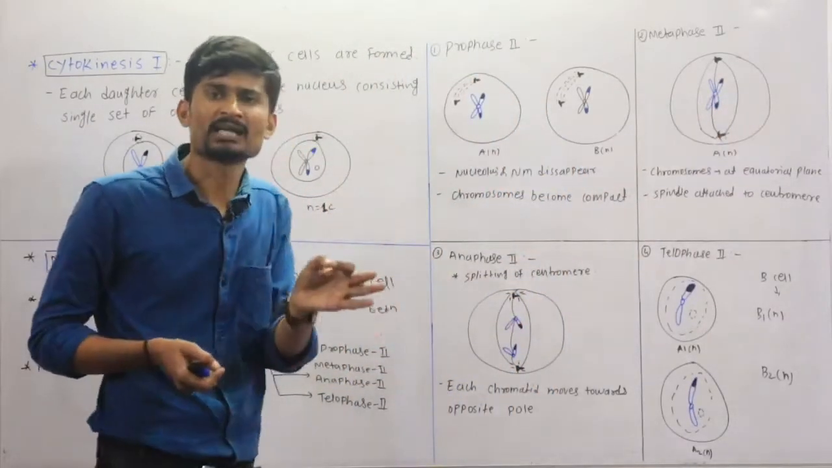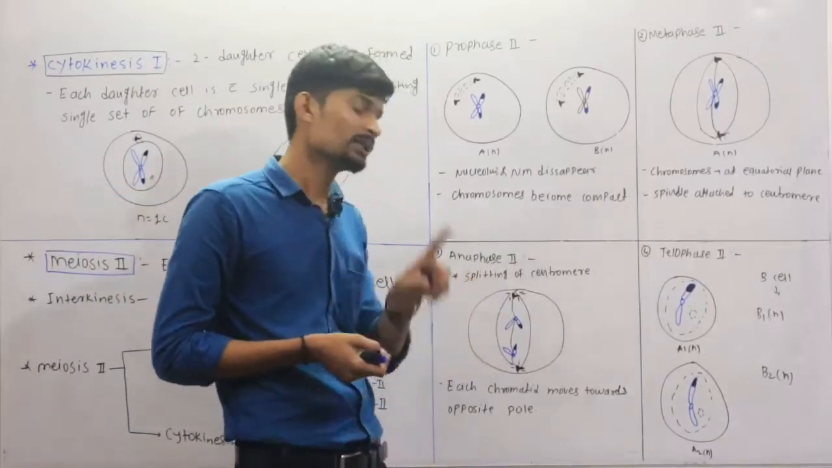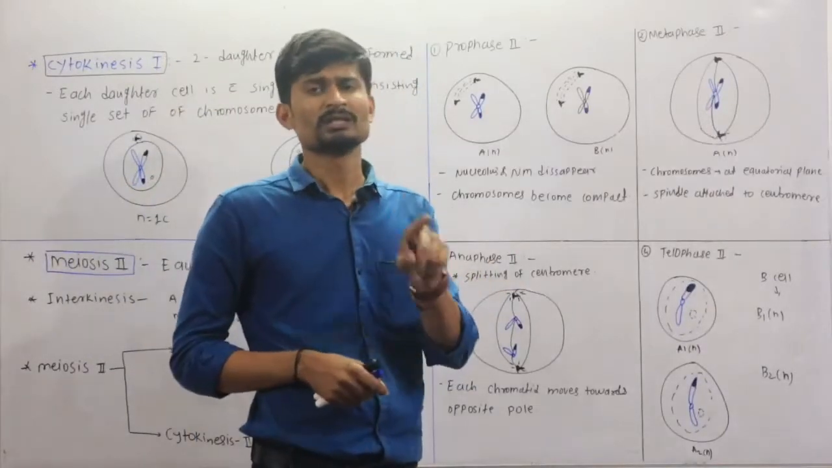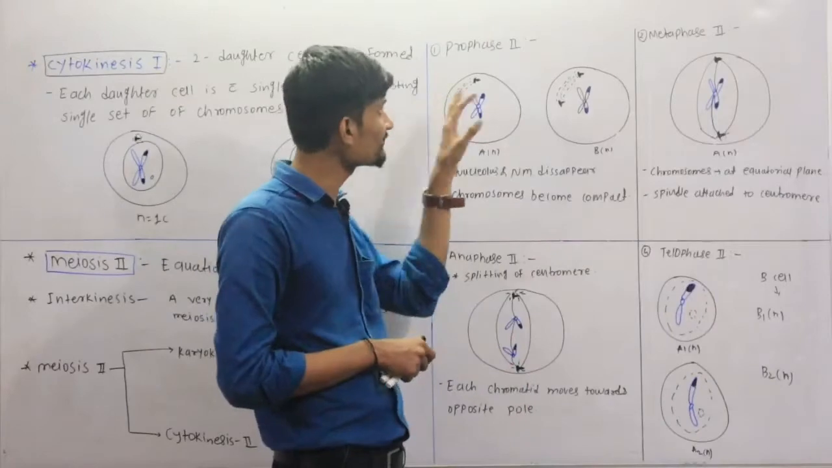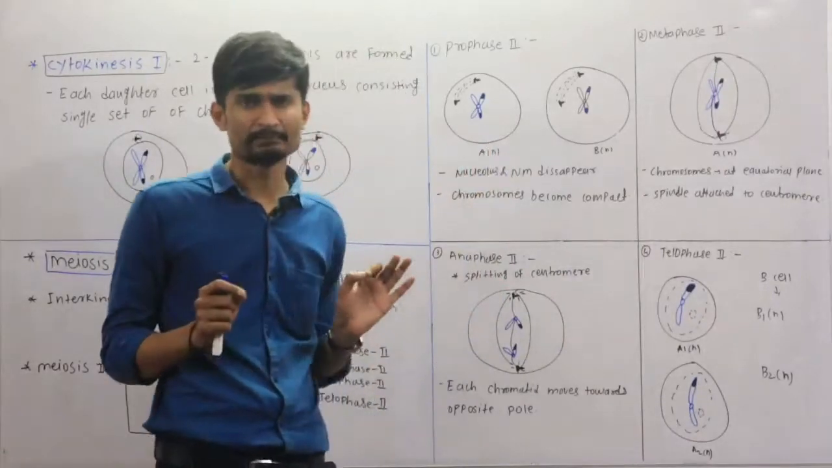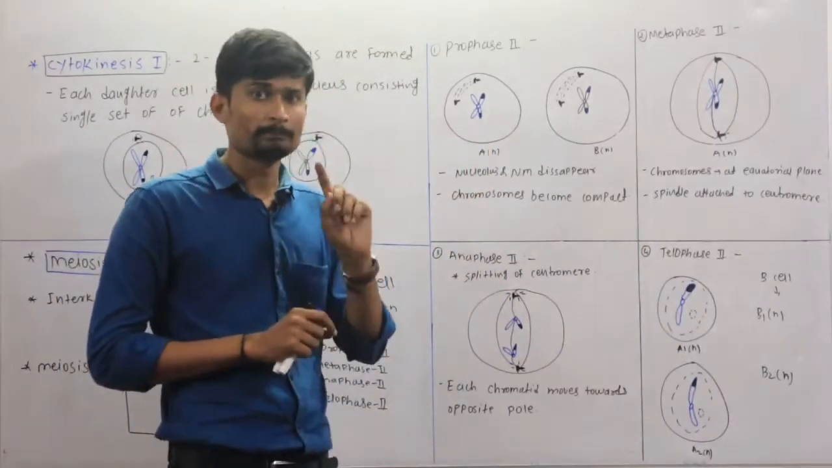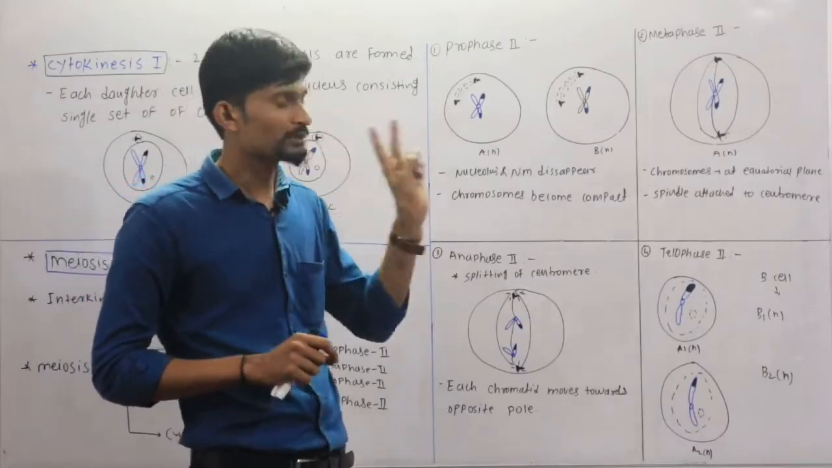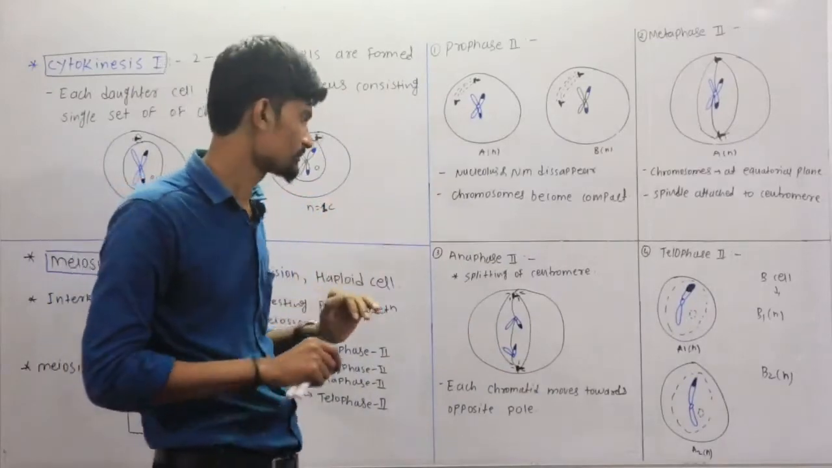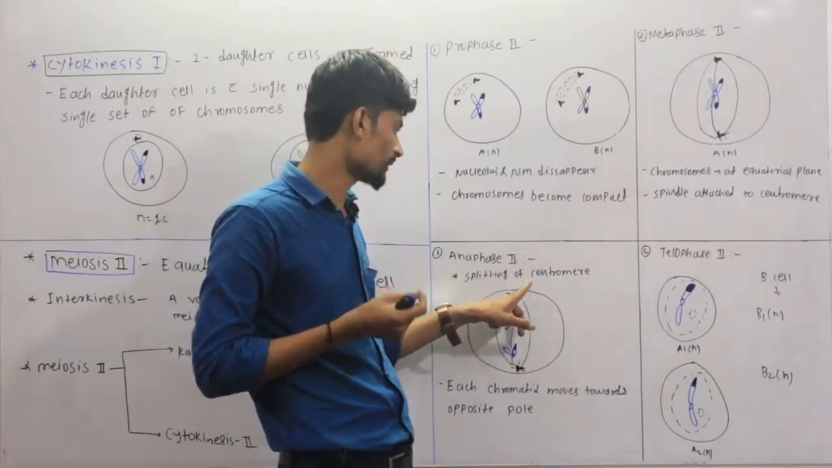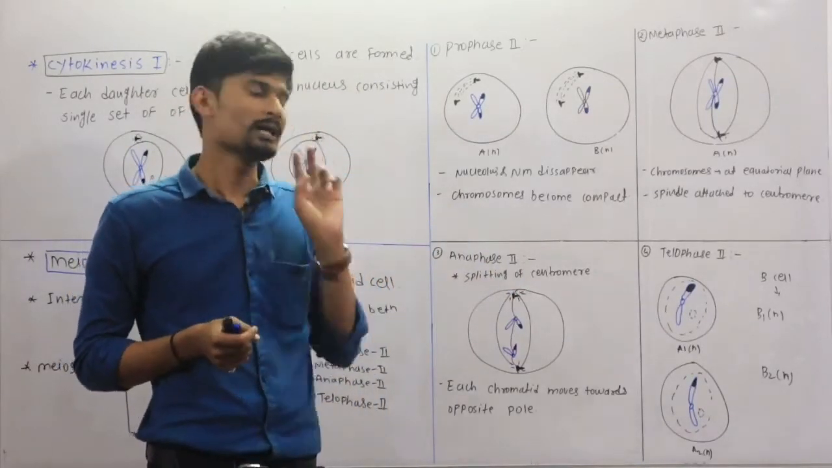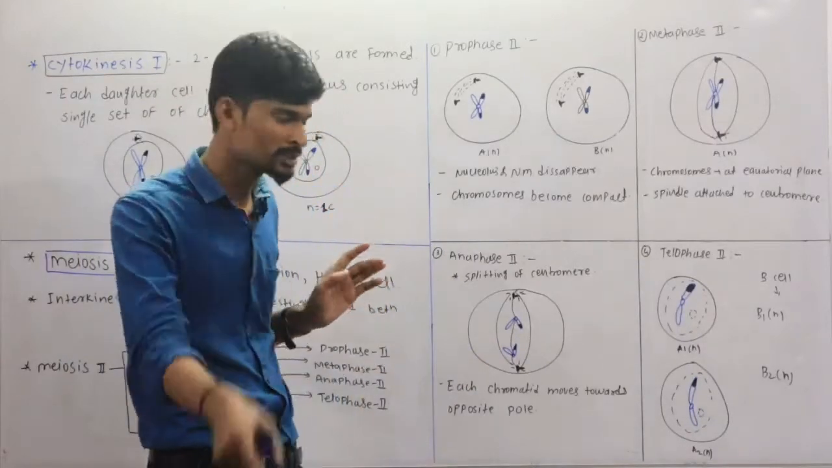Now the next, anaphase second. What happens in anaphase second? There is a splitting of the centromere, just as in the anaphase of mitosis. So all these 4 stages, prophase second, metaphase second, anaphase second and telophase second, are the same as in mitosis. But prophase 1, metaphase 1, anaphase 1 and telophase 1 are not the same as in mitosis. So splitting of the centromere occurs in anaphase second, but does not occur in anaphase first. You have to remember this point.